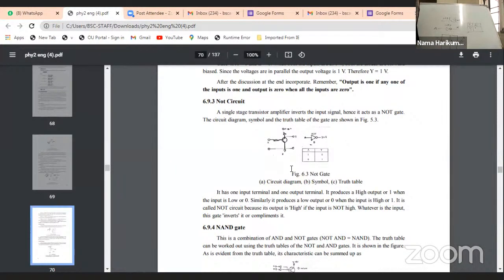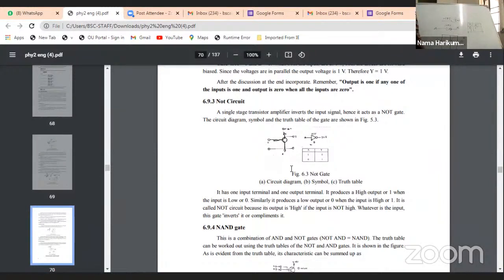Next, the A value is 1, so we have to connect A. What is that process? The positive terminal and negative terminal are both connected.